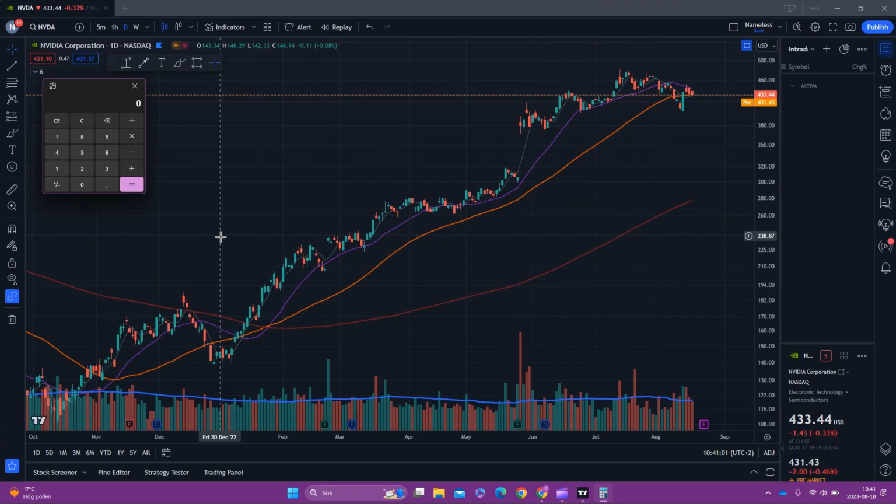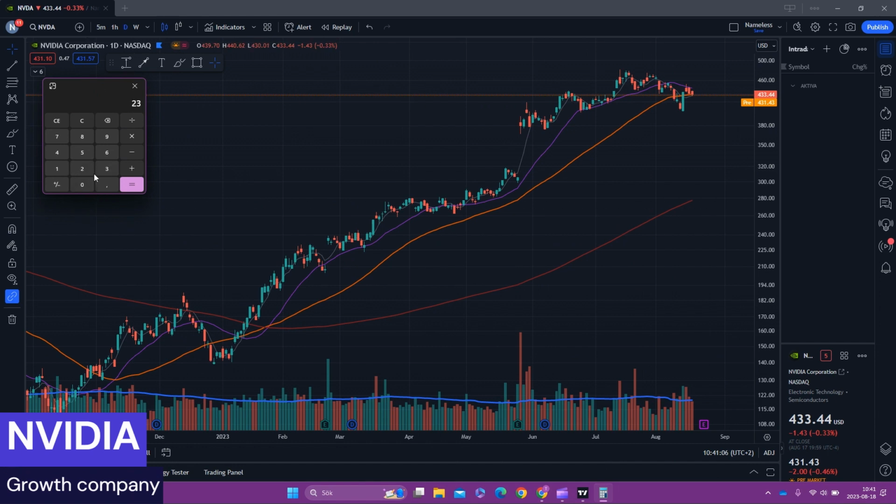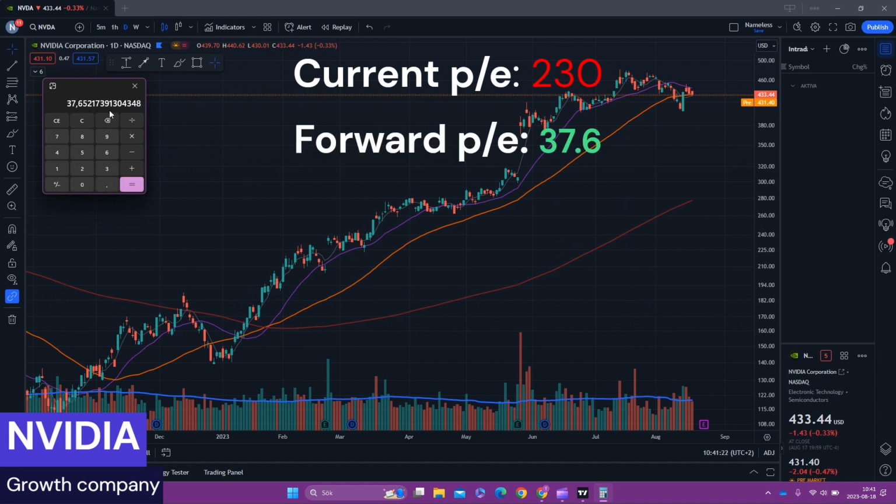If we take Nvidia, for example, which is considered a growth company, it is now trading at a PE ratio of 230, but if we take now the price of Nvidia and divide it by the next year's EPS, which is 11.5, then we end up with a PE ratio of 37.6, which sounds way more reasonable.